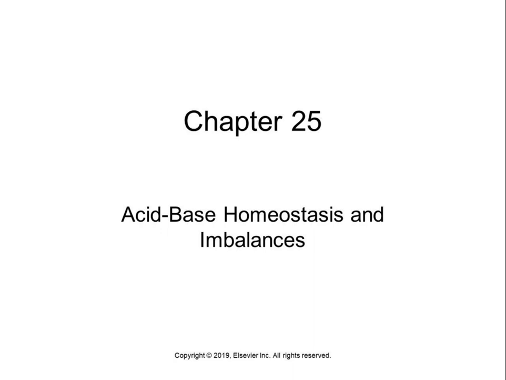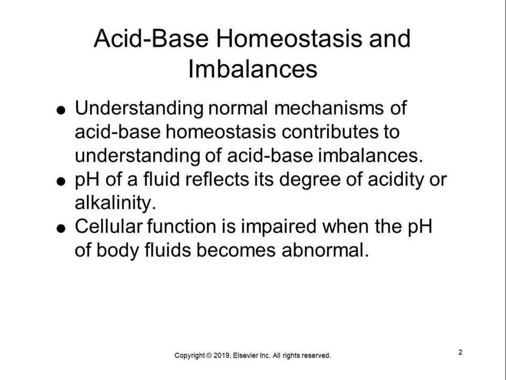Hello everyone. Now we are covering chapter 25, acid and base homeostasis and imbalance. Understanding the normal mechanisms of acid and base homeostasis contributes to understanding acid and base imbalance. The pH of a fluid reflects its degree of acidity or alkalinity. Cellular function is impaired when the pH of body fluid becomes abnormal.